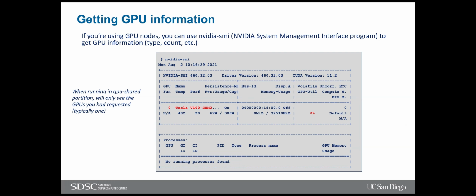We can also see the memory usage. There's 32,510 megabytes, and we're currently not using any of it. The GPU utility shows us how much we're using of that. It says 0%. And if we look down below, we can see that there are no running processes found. So it makes sense that it's 0%.